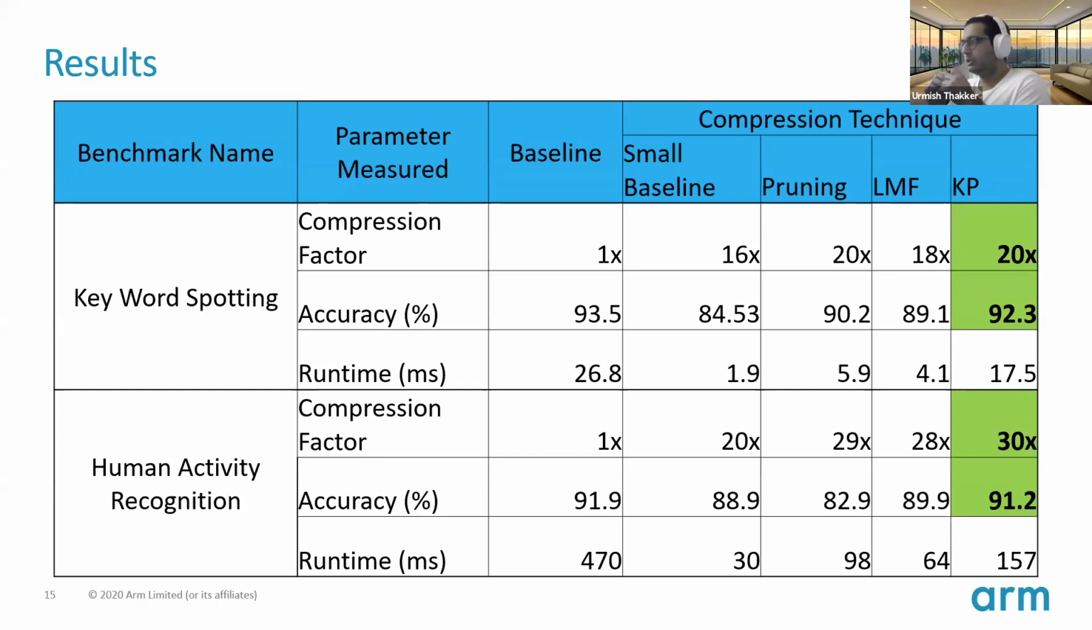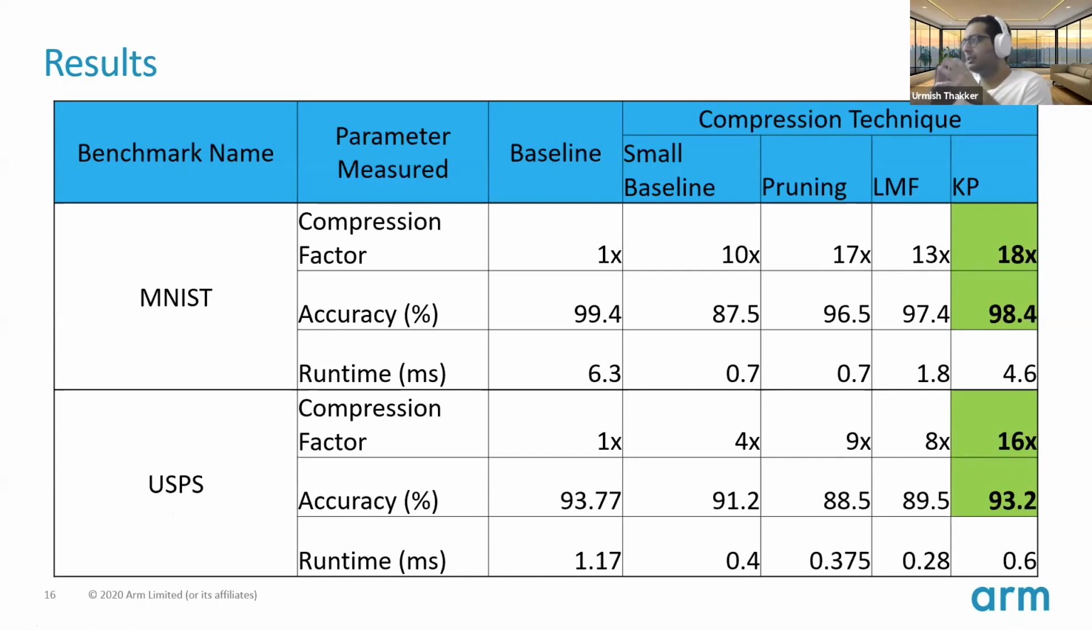With HAR or human activity recognition, after 30x compression, you preserve most of the accuracy. You only lose 0.7% accuracy when you go from baseline to the KP compressed network. And none of the other traditional compression technologies are close to what KP can provide. The runtime again goes down from 470 milliseconds to 157 milliseconds. And the story remains the same if you look at the small image recognition benchmarks that we ran, but for the purpose of brevity, I won't go into a lot more details.